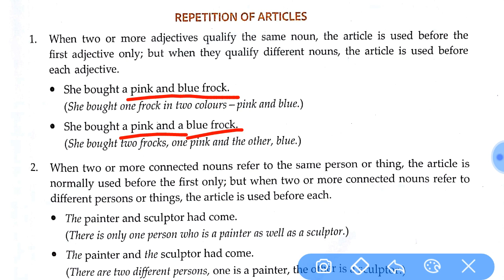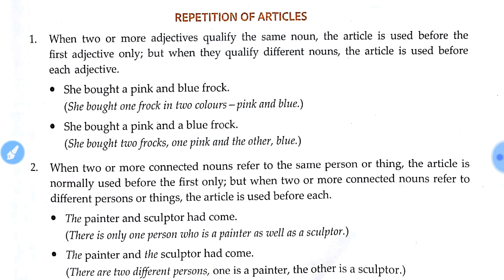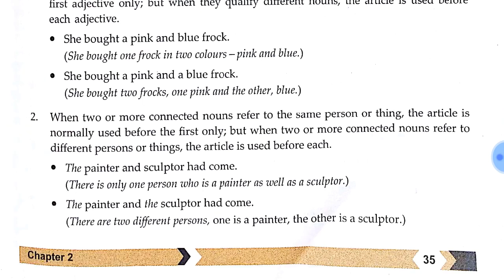See, when two or more adjectives qualify the same noun, the article is used before the first adjective. That is the first one. She bought a pink and blue frock. That means it is one single frock. But when they qualify different nouns, then the article is used before each adjective. So she bought a pink and a blue frock. That means it is two different frocks, one pink and one blue. So that is the places where we use the article again. Otherwise, if it is a single object, we use articles only once.